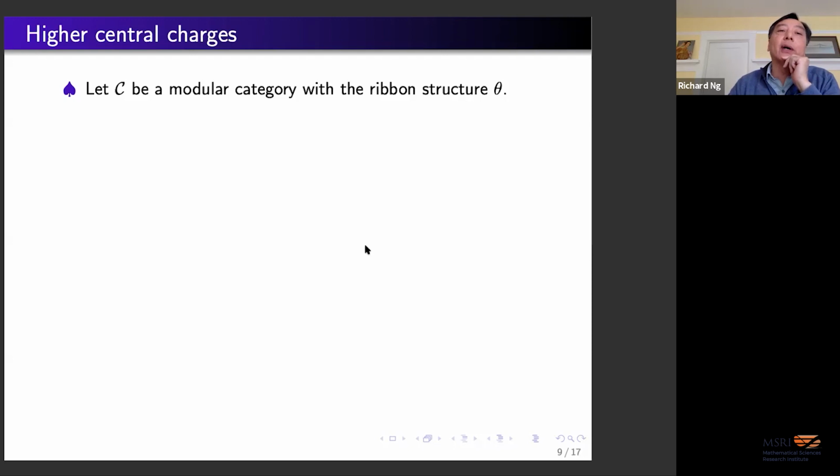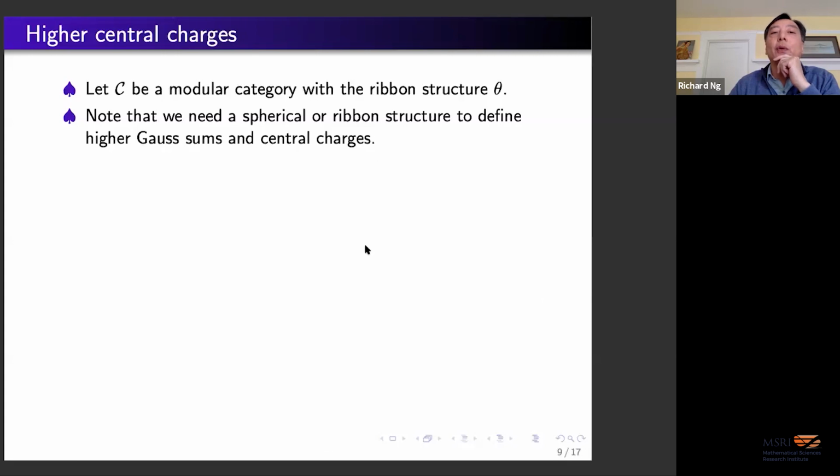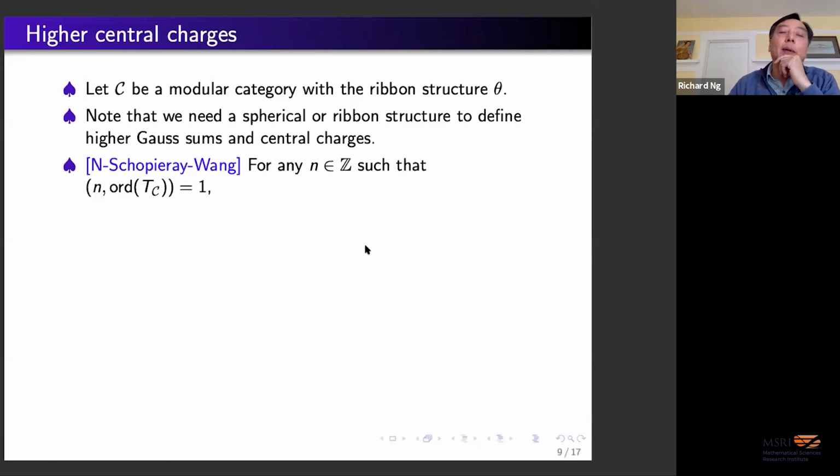So I begin with a modular category with a ribbon structure theta. Now, as I said before, these Gauss sum and central charge are all defined by using the ribbon structure or the spherical structure. So if you don't have a canonical one, you're not comparing the underlying braided structure. This is what we found in a previous paper with Sopere and Wang.